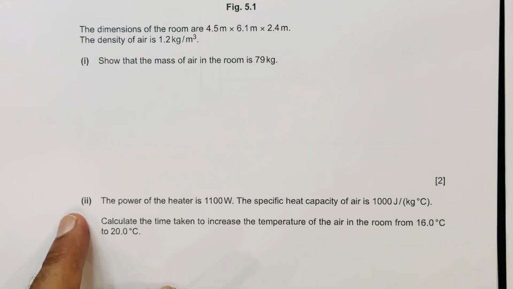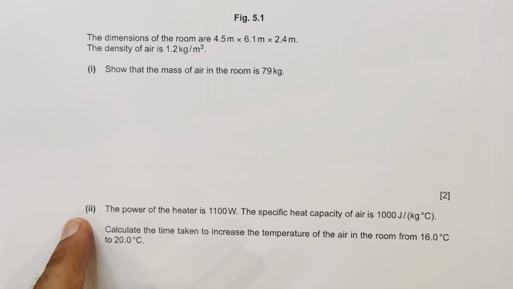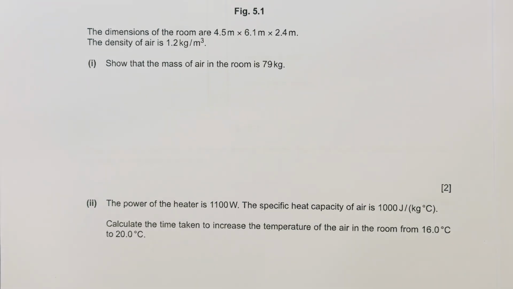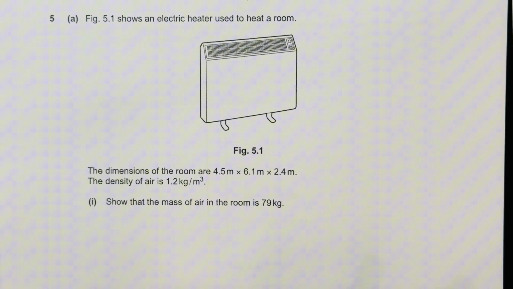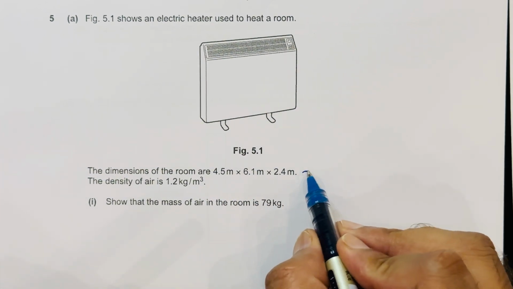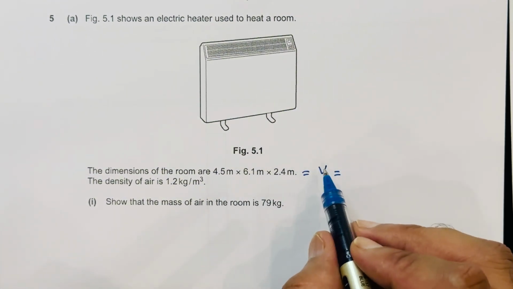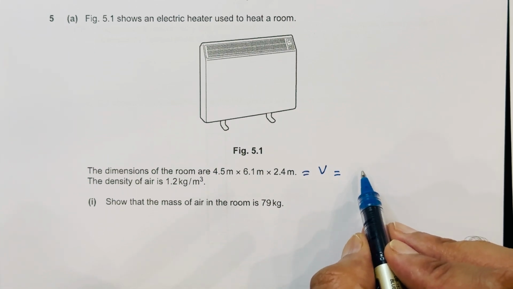Question number 5 belongs to the topic of density in the first part, and the other part is from the temperature, specific heat constant. So question number 5: it shows an electric heater used to heat a room. The dimensions of the room are 4.5 into 6.1 into 2.4. So we're gonna multiply them to calculate the volume, and the density of the air is 1.2 kilogram per meter cube. So after multiplying this, we're gonna get the volume, and the volume would be 4.5 into 6.1 multiplied by 2.4.